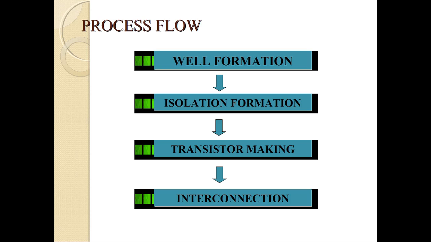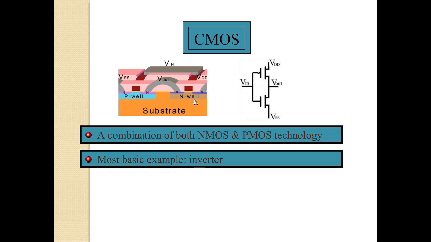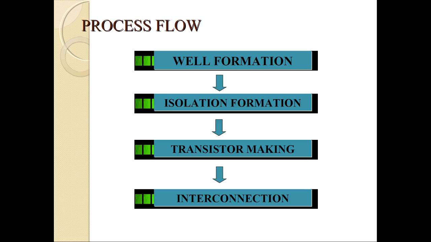The process flow, that is the structure, is like this. The PMOS and NMOS are like this. How are these formed? First the well is formed, N well or P well. Then isolation is formed, between conducting and non-conducting regions. Then transistor making, and interconnection, where the first transistor connects to the second, third, fourth, fifth, and so on. So first well formation, then isolation, transistor making, and interconnection.